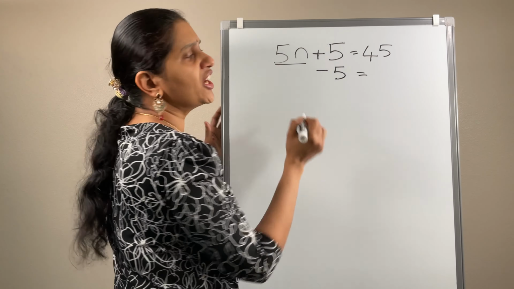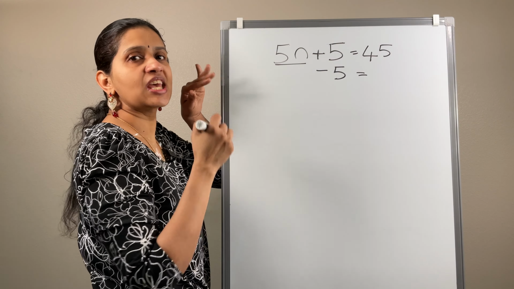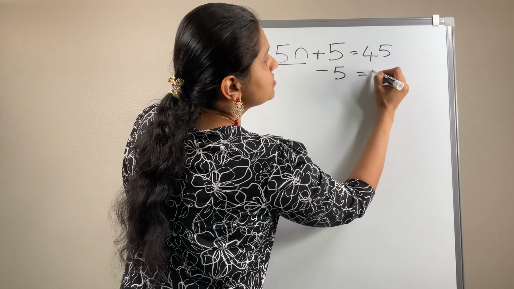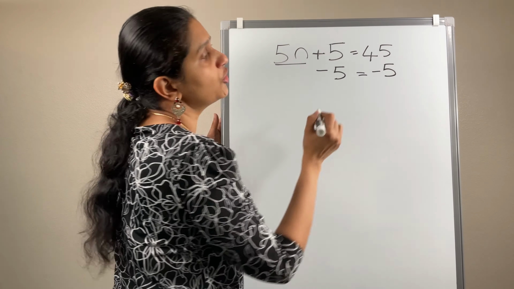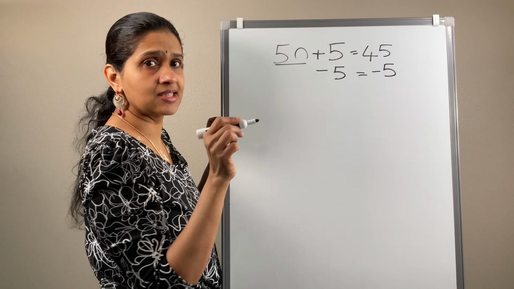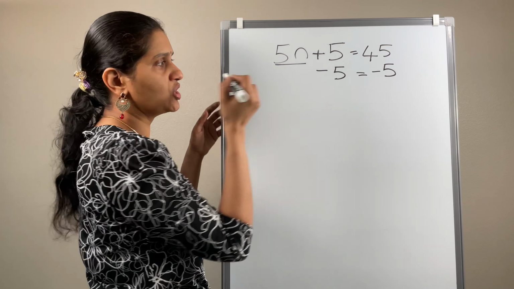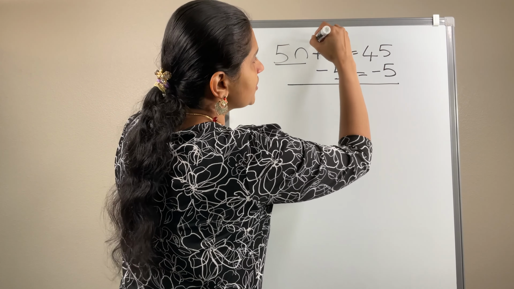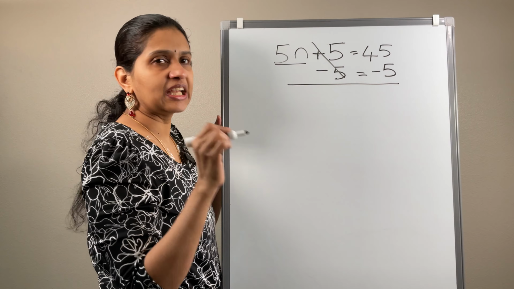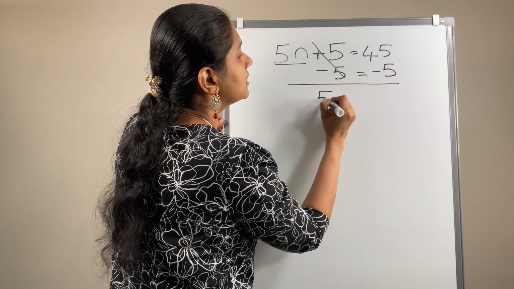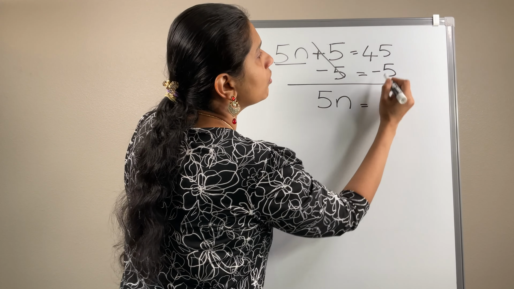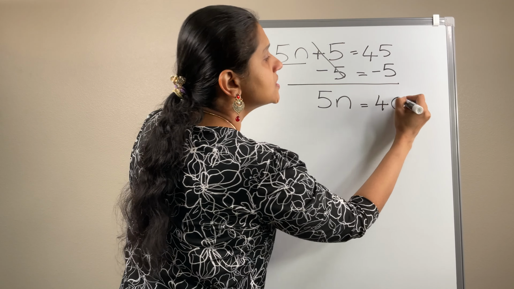When you do one operation on one side, you should do the same on the other side also, which means you need to subtract 5 on both the sides. For what? For balancing the equation. Now, what will happen? This positive 5 and negative 5 will get cancelled. You will be left with 5n, that is equal to 45 minus 5, which is 40.